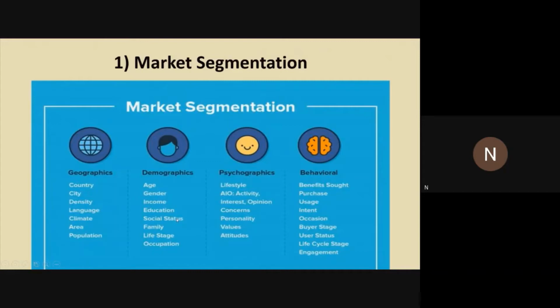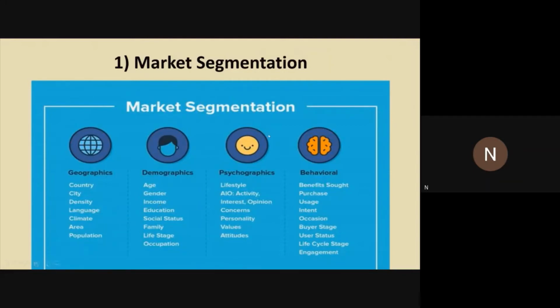The second one is demographic segmentation. It means the characteristics of the population. You can segment the market based on the consumer's age, whether they are male or female, which income level group they are from, and what type of educational level they have. Depending on that, you can segment the market, right? You can see nowadays with clothing, they target different age groups of customers, right?